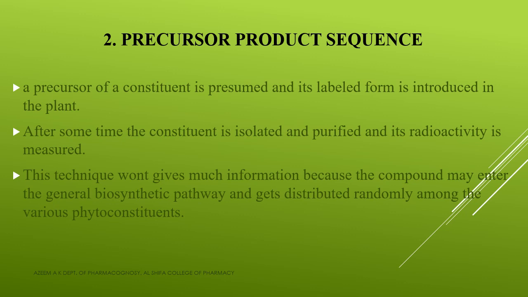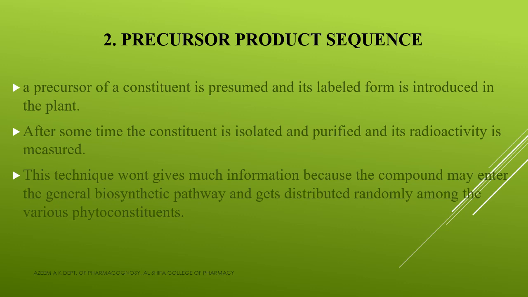So what happens here is that we are just feeding only a precursor. Knowing that there is a final product, we feed only a precursor that comes before the final product. Feeding means labeling it and introducing it into the plant. Then it need not go in that same sequence. It will enter and interfere with all the compounds in the metabolic pathway. Because of that, we cannot take much information from this technique. Clear? So this technique won't give much information because the compound may enter the general biosynthetic pathway and gets distributed randomly among the various phytoconstituents.